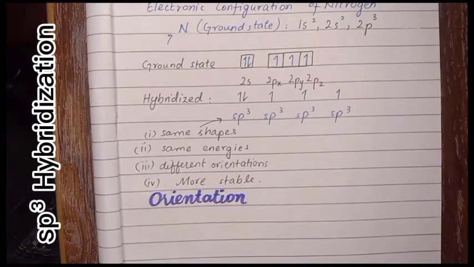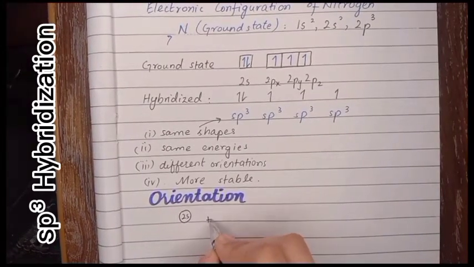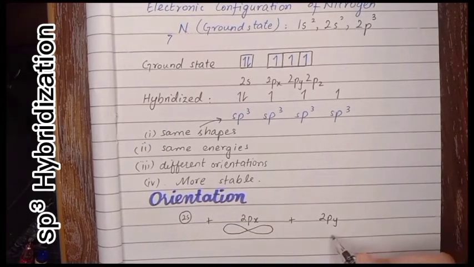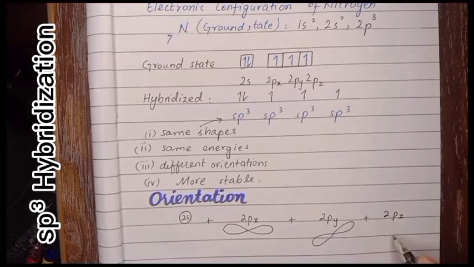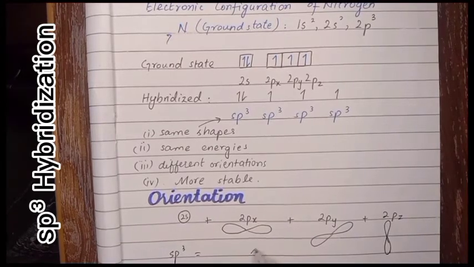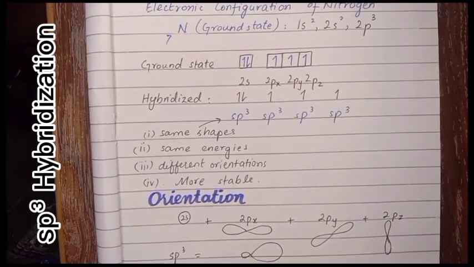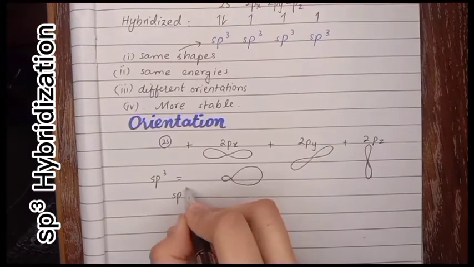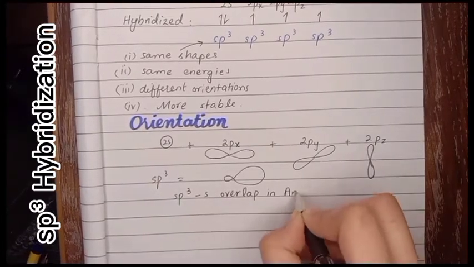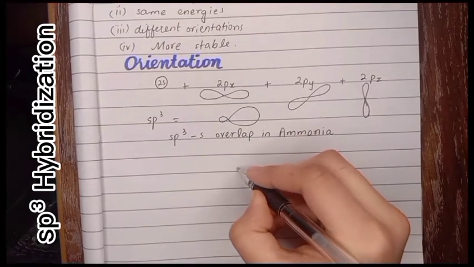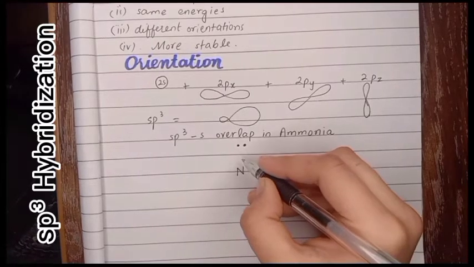Here I'm going to draw an s orbital. Consider an s orbital combined with a 2px orbital, which is on the x-axis, a 2py orbital, which is on the y-axis, and a 2pz orbital, which is on the z-axis. As we're discussing sp3 hybridization, I'll tell you how these 4 hybridized orbitals will form after the combination of 2s, 2px, 2py, and 2pz. Now, if we're talking about ammonia, the overlap forming in the ammonia molecule is the sp3-s overlap.